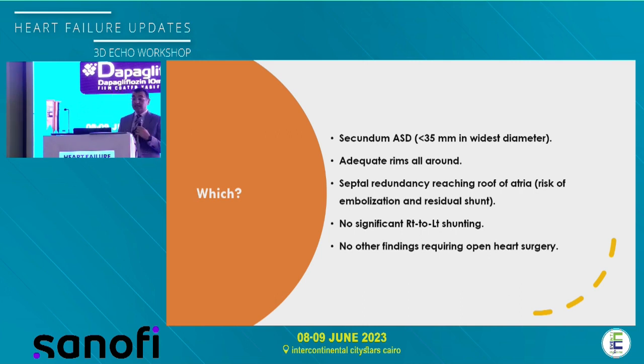Secundum ASD measuring less than 35 millimeter in its widest diameter, and we have said that the role of 3D for taking the widest diameter is very important. You should have adequate rims all around except the aortic rim. If you have some septal redundancy reaching the root of the atria, this is a contraindication for the risk of embolization of the device. You don't have significant right to left shunting and no other finding requiring open heart surgery, like if you have abnormal venous drainage or any other congenital anomalies, so this patient is going to surgery anyway. So send him and close it surgically.